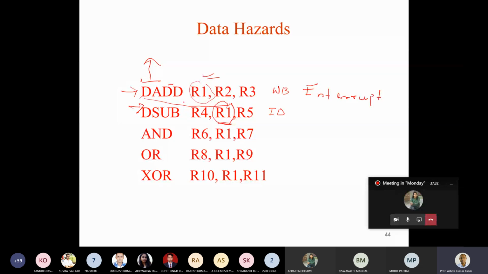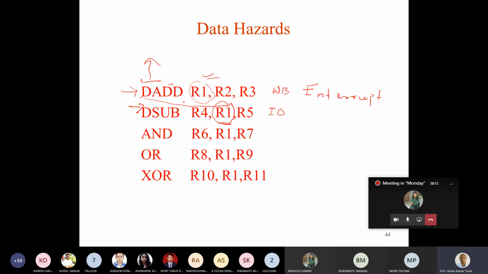Otherwise, the value that R1 is going to read is not even a deterministic value: either a garbage value, or some value that a prior instruction before the add instruction wrote to R1, or the value updated by the add instruction. So it's not even deterministic. If the subtract instruction reads a value which is not written by the add instruction, then your result will be incorrect.